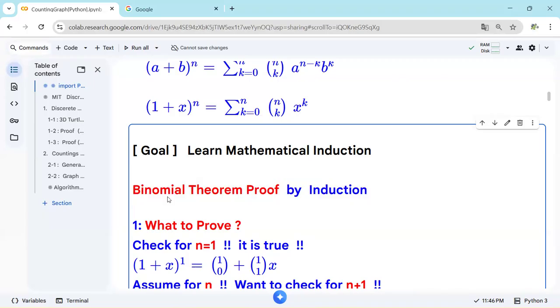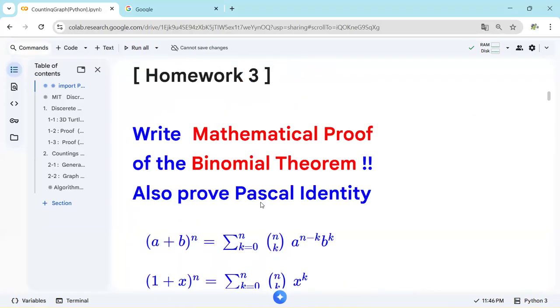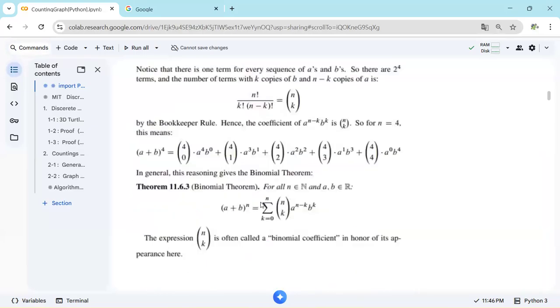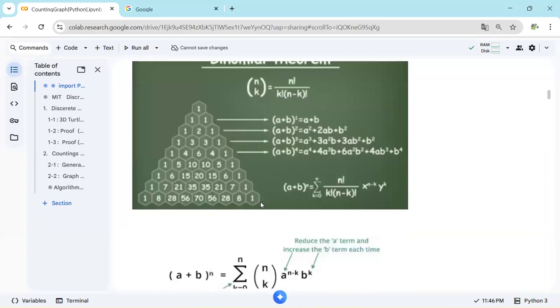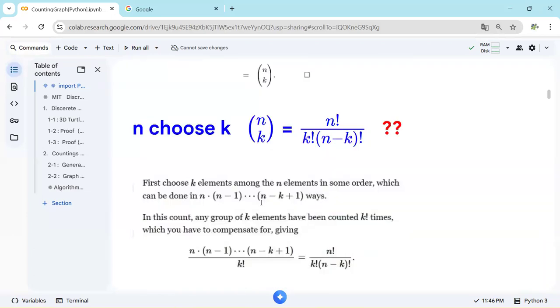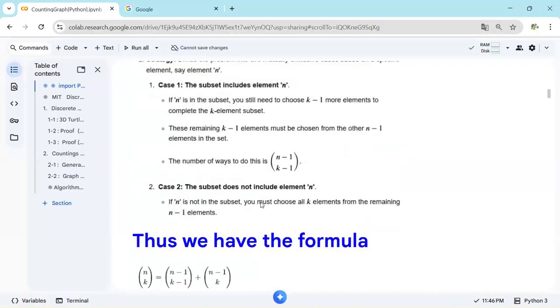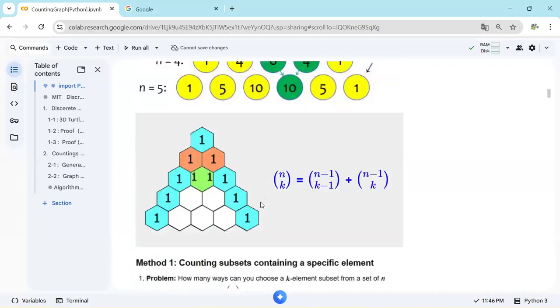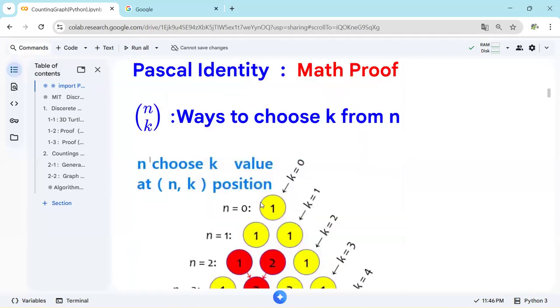Then to prove the binomial theorem by induction, first of all, we need to know the Pascal theorem, okay, this one. So this is the Pascal identity. So first of all, let's introduce the Pascal identity.